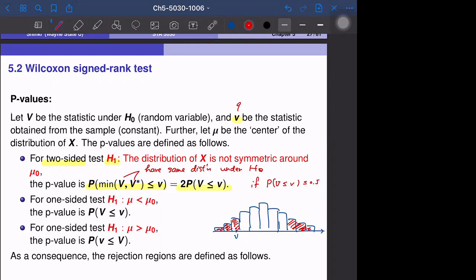For a one-sided test, if H1 is mu is less than mu naught, then the p-value is just one side, this side only. If the alternative hypothesis is mu is larger than mu naught, then we only have this other side. And for the two-sided test, we take the summation. So this is the p-value. And how do we make this distribution? This distribution is the distribution of V under the null hypothesis.